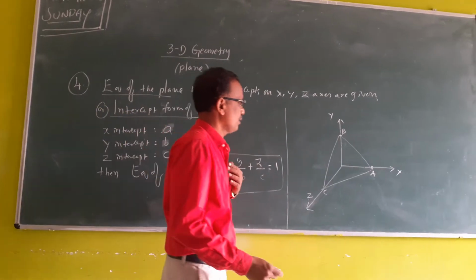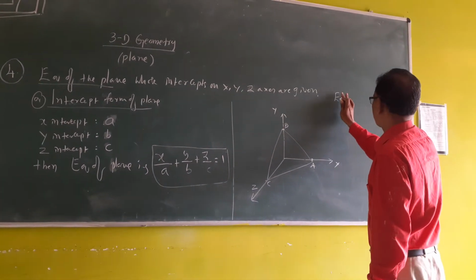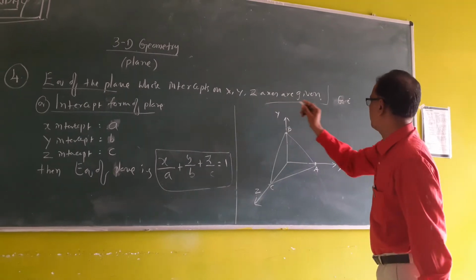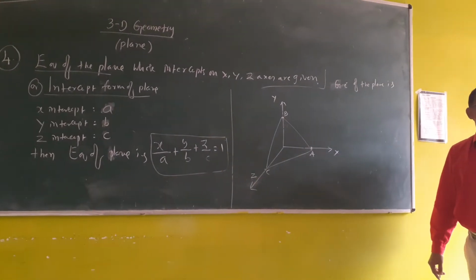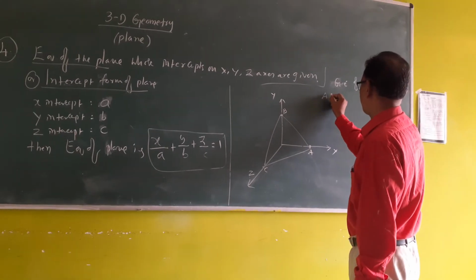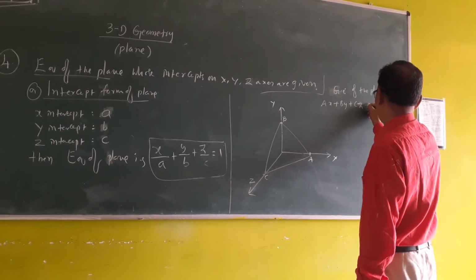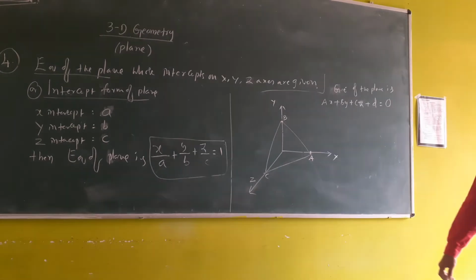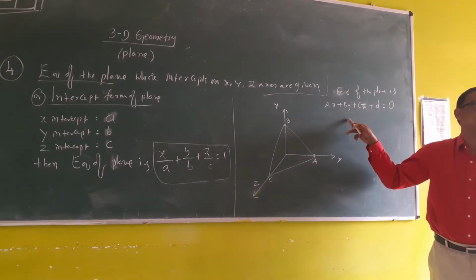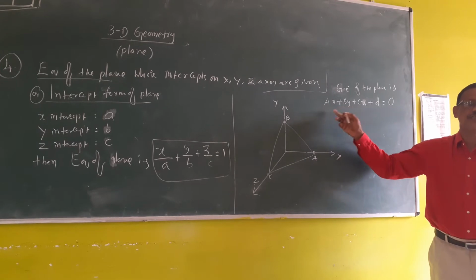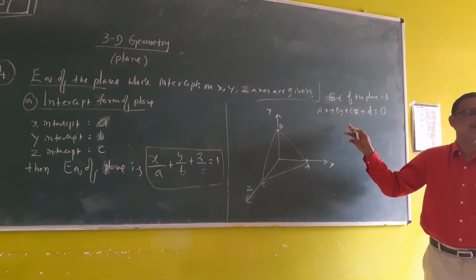Now, how to get this equation? The general equation of the plane is ax plus by plus cz plus d equal to 0. What are a, b, c? a, b, c are direction ratios of the normal to the plane.